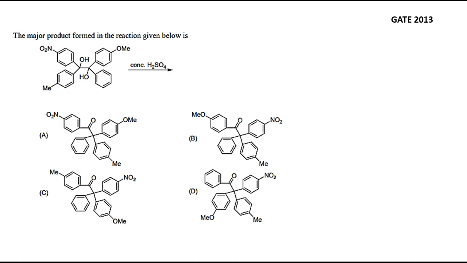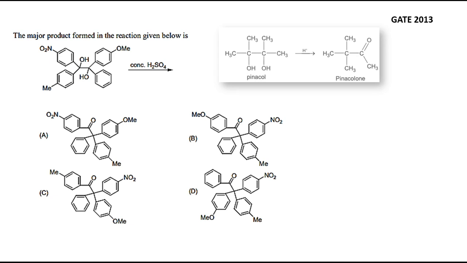Dienone phenol rearrangement. Major product formed in the reaction given below. So here we have OH groups at the 1 and 2 positions. So this is a particular rearrangement. Remember, it is a pinacol type of rearrangement.